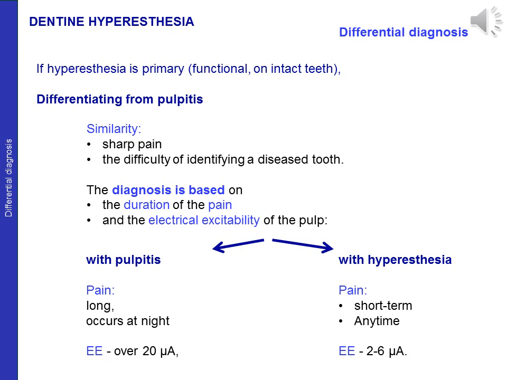Pulpitis and hyperesthesia are similar: sharp pain, and difficulty identifying a diseased tooth. The diagnosis is based on the duration of the pain and the electrical excitability of the pulp. With pulpitis, pain is long and occurs at night. Electrical excitability is over 12 microamperes. With hyperesthesia, pain is short-term and occurs at any time. Electrical excitability is from 2 to 6 microamperes.